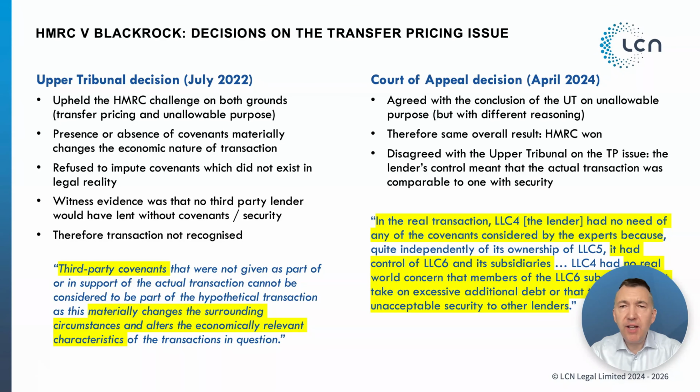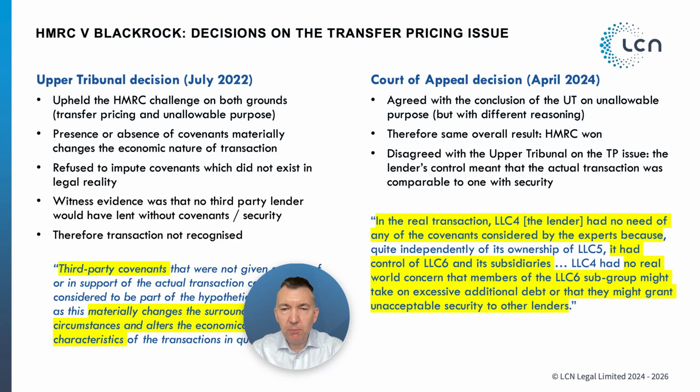If we move on and look at the Court of Appeal decision in April 2024, the Court of Appeal agreed with the conclusion of the upper tribunal on the unallowable purpose challenge, but with different reasoning, and therefore the same overall result was given in the case. In other words, HMRC won. However, the Court of Appeal disagreed with the upper tribunal on the transfer pricing issue, and it effectively said that the lender's control over the borrower and its subsidiaries meant that the actual transaction was comparable to one with security and with covenants. And you can see the quote on the bottom right-hand side.